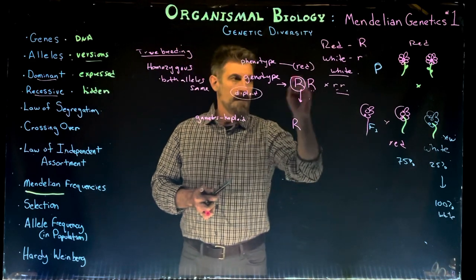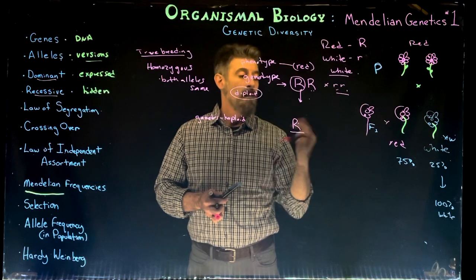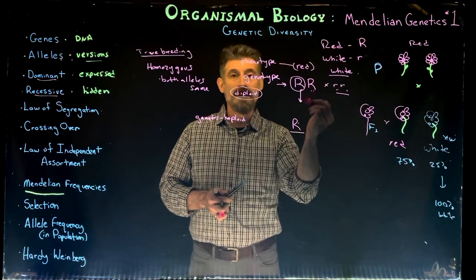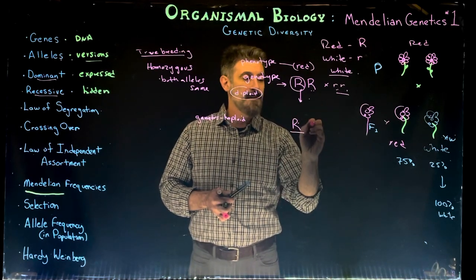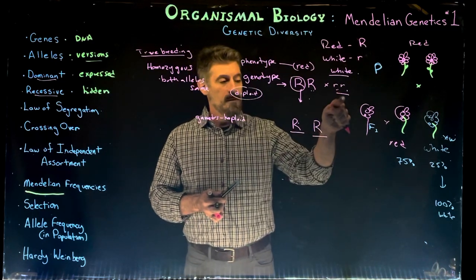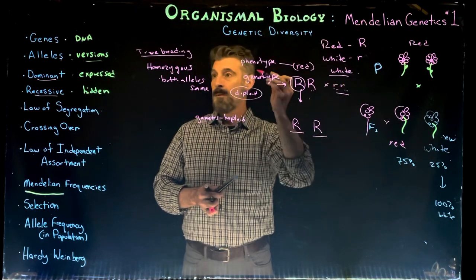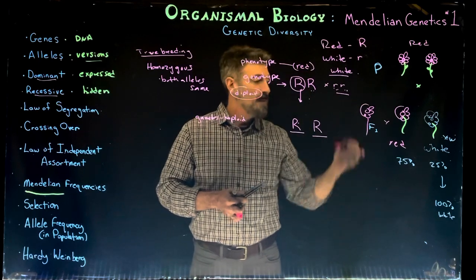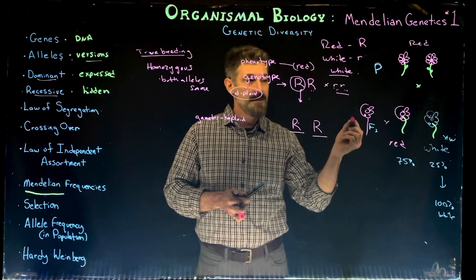So this parent could give this R, capital, the dominant for red, or it could give the other, 50-50. So 50-50 chance it's going to give one or the other, but the other one's exactly the same. This parent over here, it has two alleles. But again, it's a true breeding organism. So all of its offspring are the same, and its offspring's offspring are the same, and so on. So that means both alleles are going to be the same.